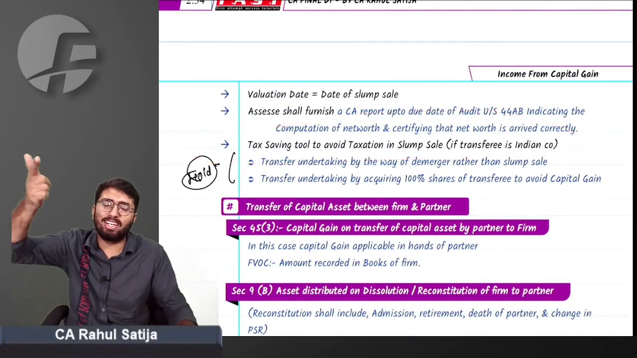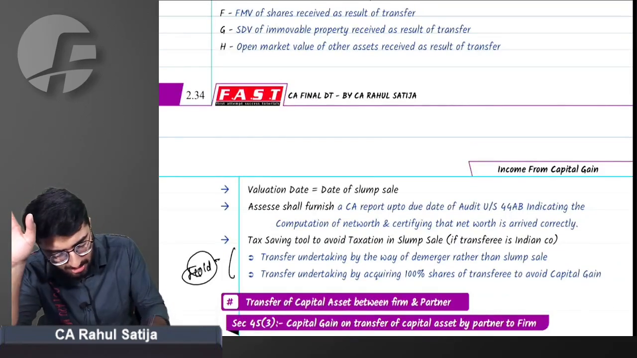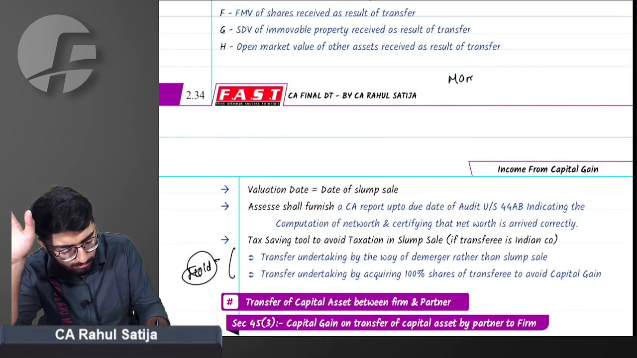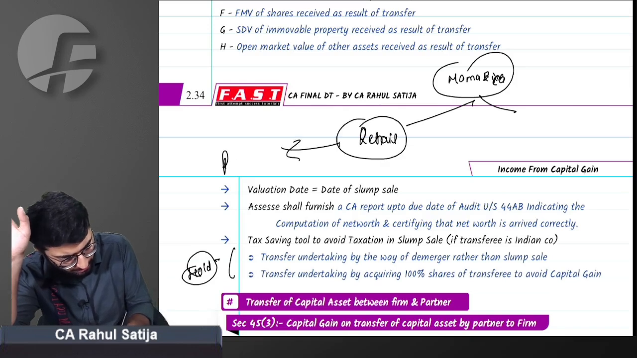For example, you are doing a slump sale. You want to save tax, what can you do? See, for example, a company, Mamarika, wants to separate its retail division. They want to sell the retail division to Rahul Private Limited.